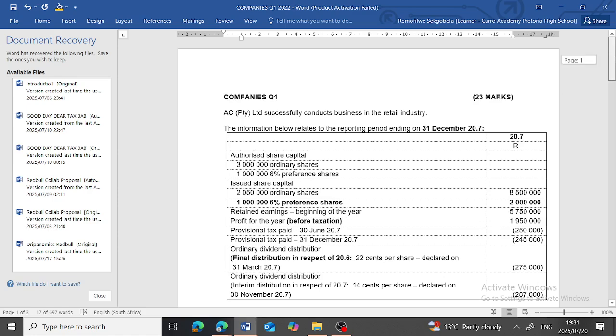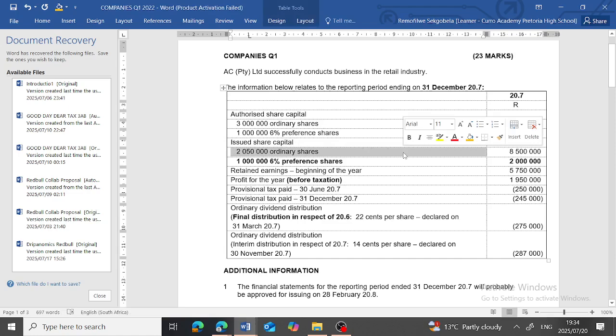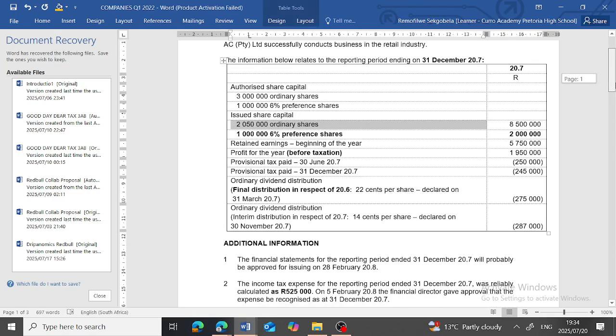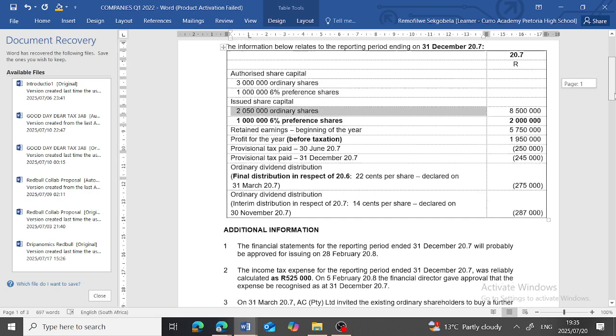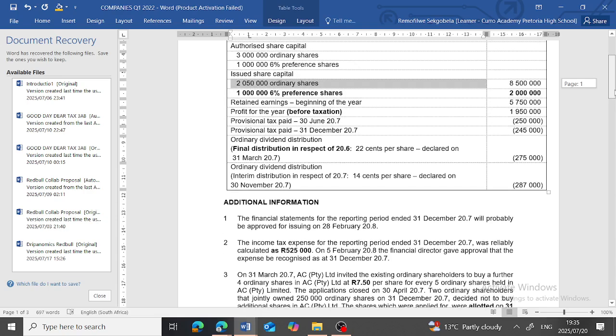Let's see. We are told that this is at the end of the year. We are given 2,050,000 ordinary shares, and they are worth 8,500,000. So that is what we have at the end of the year. So what do you guys think was at the beginning of the year? Who here would like to try and calculate?